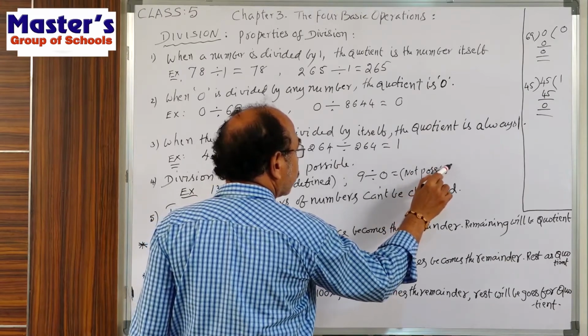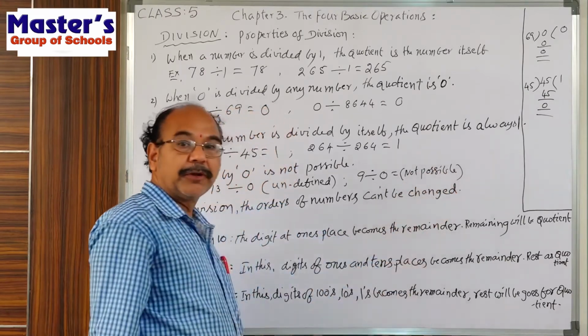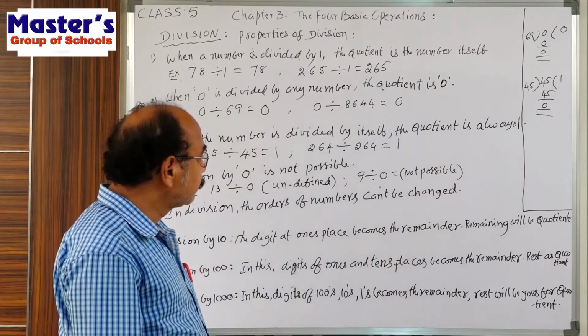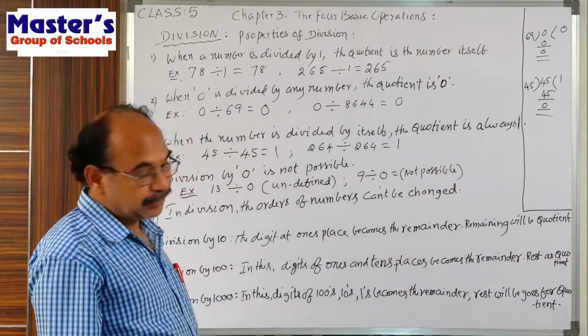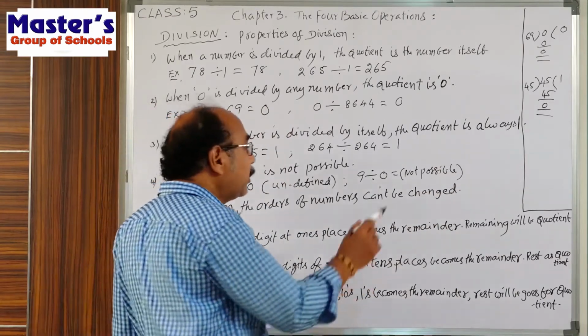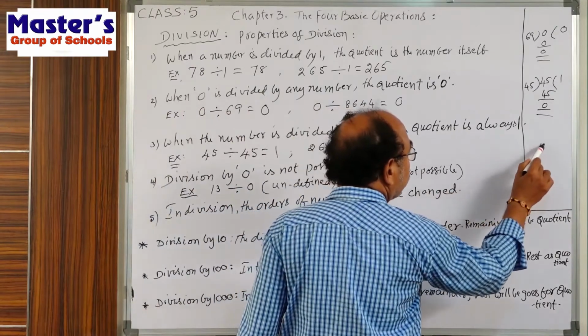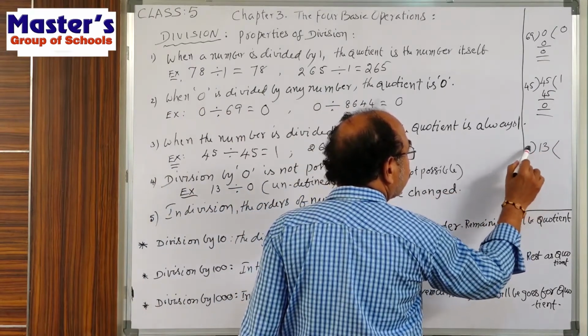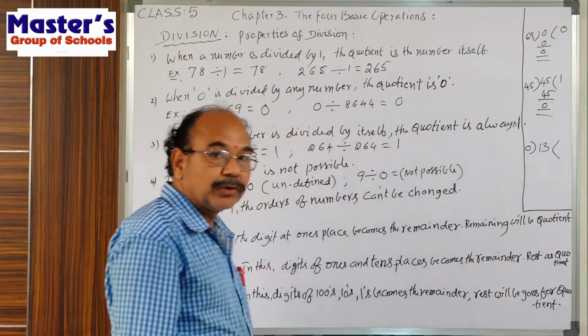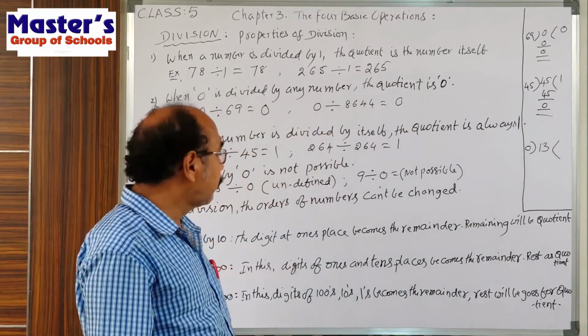Not possible. Division by 0 is meaningless. How can you divide with 0? No chance. So division by 0 is not possible.